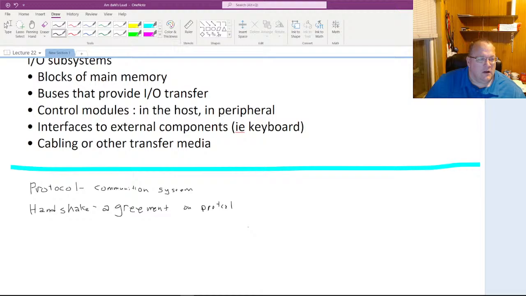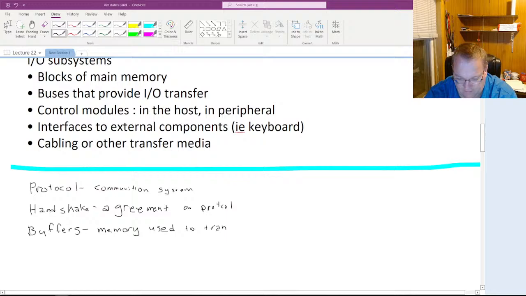And then buffers. I don't know if I'll use these anymore, but buffers are memory used to transfer data. It's not perfect, so let's actually get a definition of buffer.